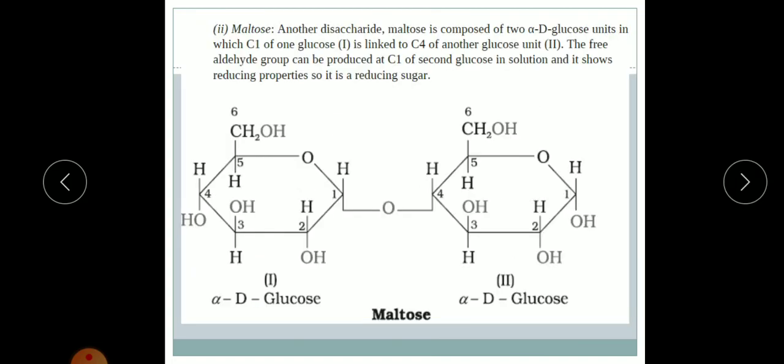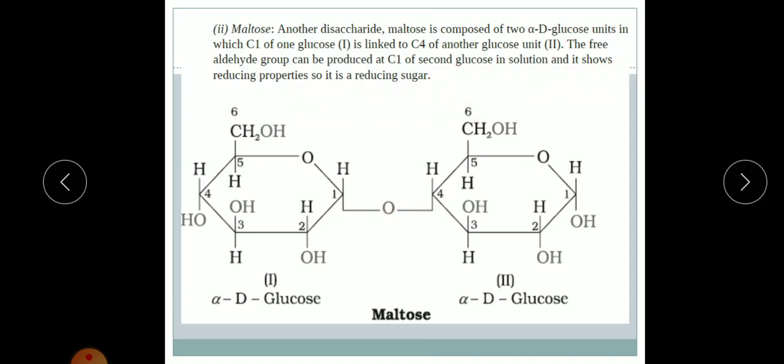Next we have got maltose. Maltose on hydrolysis will give you two molecules of the same monosaccharide, that is alpha D glucose and alpha D glucose. Now in this, how is the oxide linkage or the glycosidic linkage formed? Another disaccharide maltose is composed of two alpha D glucose units in which carbon number 1 of one glucose unit is linked to C4 of another glucose unit. The free aldehyde group can be produced at C1 of the second glucose in solution, and it shows reducing properties, so it is a reducing sugar.